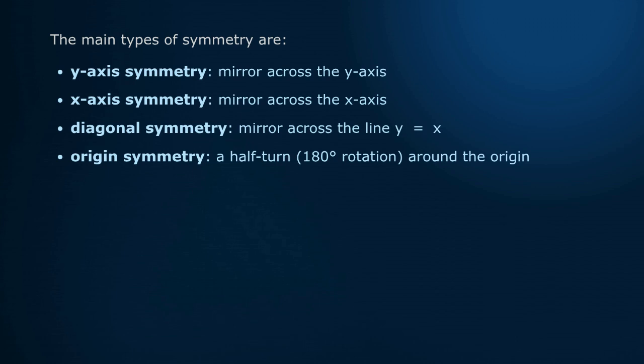mirror across the line y equals x, and origin symmetry, a half-turn, 180 degrees rotation around the origin.